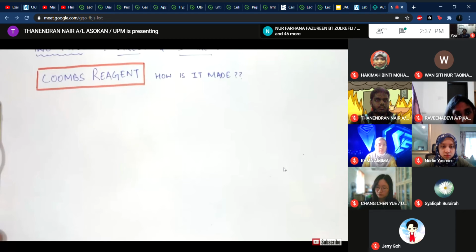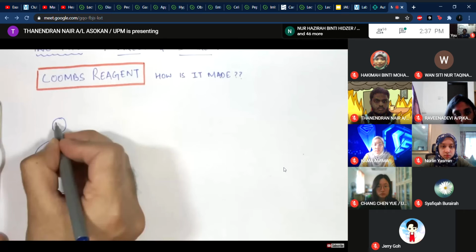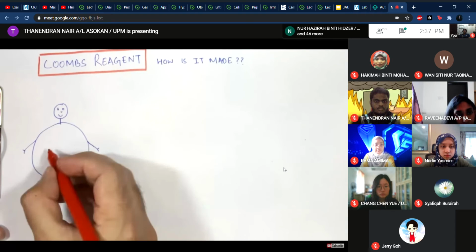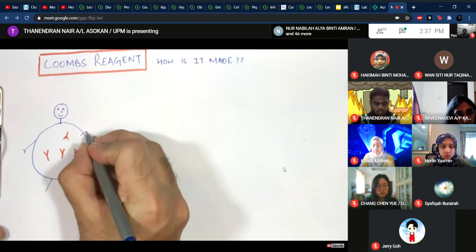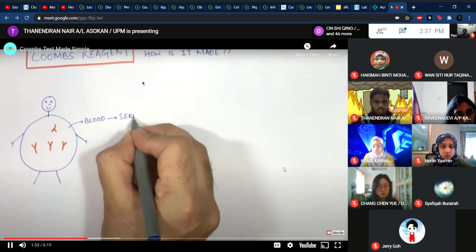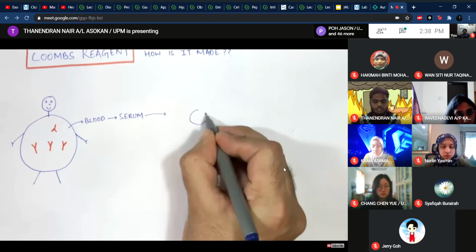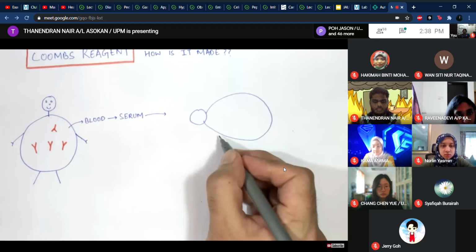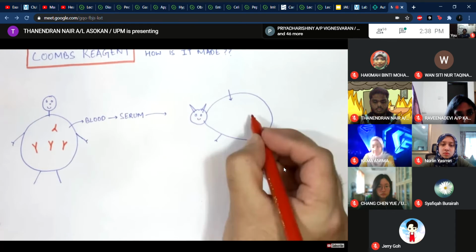Please excuse me for my drawings, but let's suppose this is a human, and the body of this human contains lots of these autoantibodies. So what we do is we take the blood from this human and we separate the serum from this blood, which contains all of these autoantibodies. And what we do next is that we inject this serum into an animal. Please don't ask me what type of animal this is, it just is.